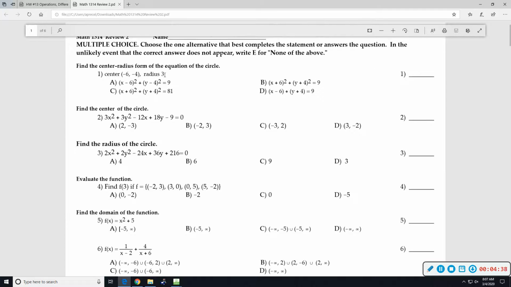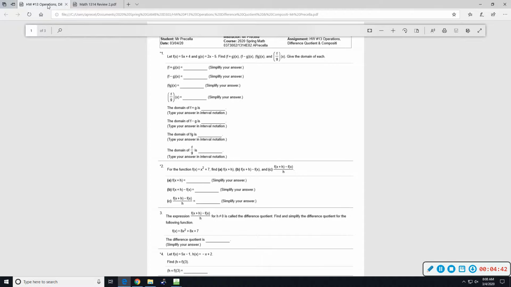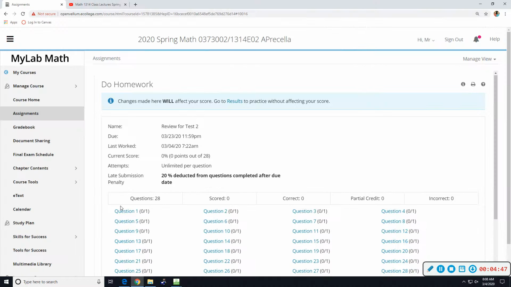Starts off with circles. That's exactly where this thing begins. So this is a graded review for test 2. It goes in the order we've seen the material in. So you could go ahead and start working it.